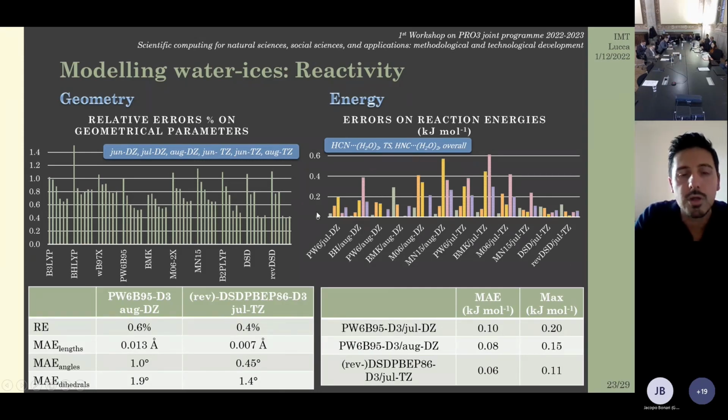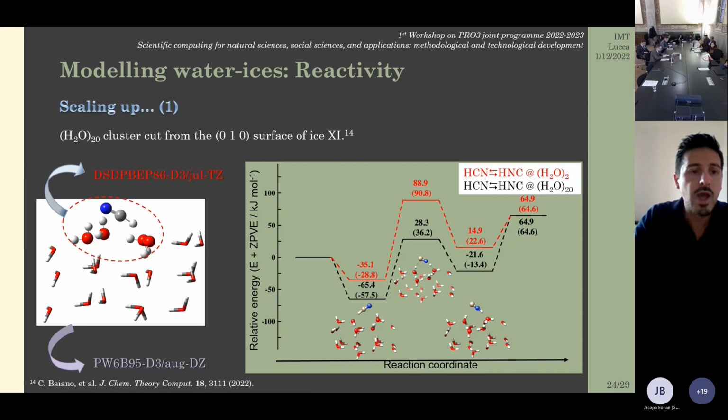I don't want to go into the fine details, but let me say that in practice we have been able to identify, in a sense, a higher level of theory among the density functionals that we have considered, but with also a higher computational cost. On the other hand, we have also been able to identify a more approximate method, but with a lower computational cost. And these two have been used then to scale up the size of the system simulated.